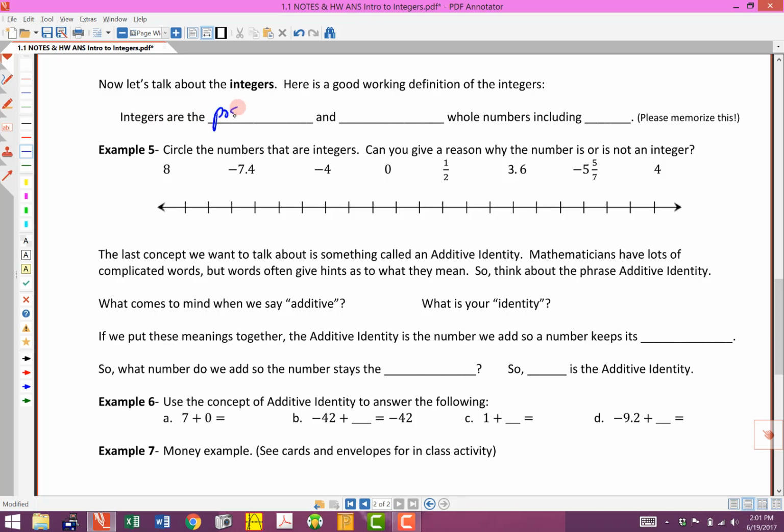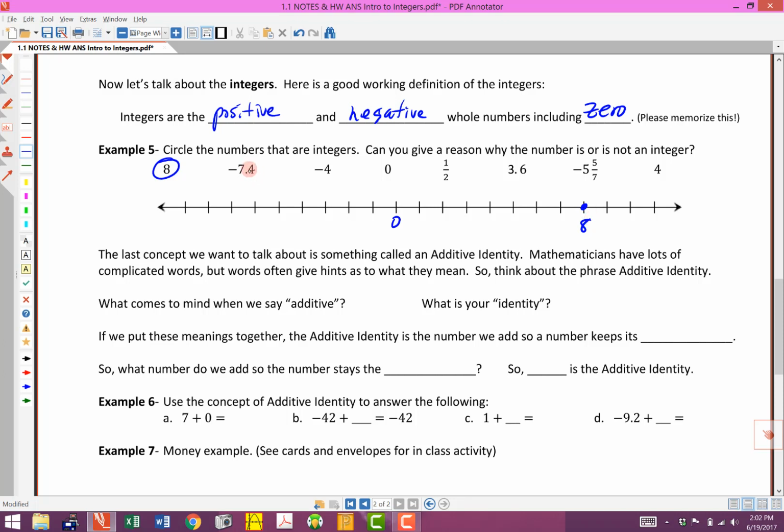Integers are the positive and negative whole numbers including 0. So it's all the positive whole numbers, all the negative whole numbers, and 0. We throw that in there. Okay, so we want to go through this list right here, and we want to circle the numbers that are integers, and we want to give a reason why or why it is not an integer. So let's take 8. Well, is 8 a positive or negative whole number, including 0? Well, it's a positive whole number. So again, I'm going to put 0 right here, and then we're going to count over, and we're going to put 8 right there. Okay, so there's 8. That is an integer.